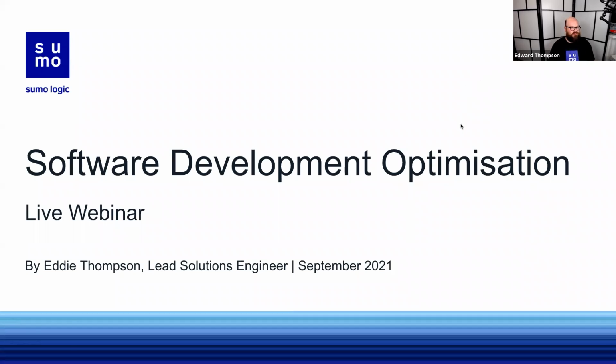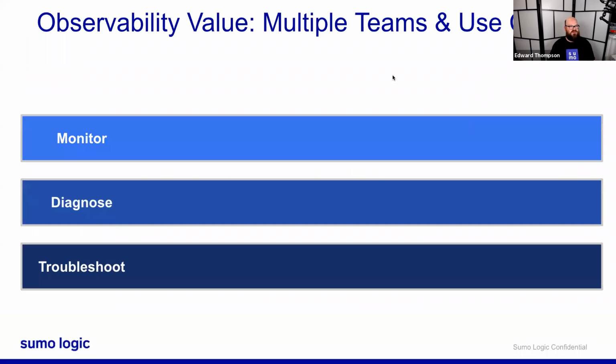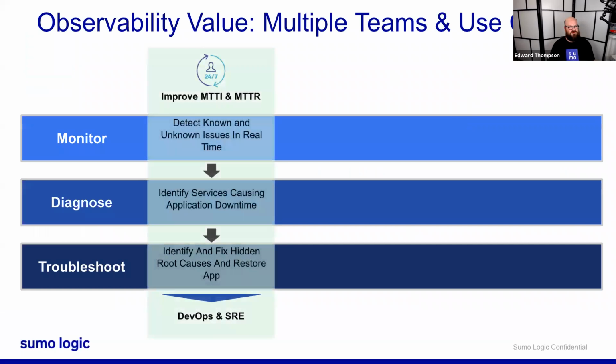For those of you who aren't overly familiar with Sumo, I'll just cover off some of the basics. One of the important things that we do here is allow you to have multiple teams and multiple use cases using the platform. So we like to say that we're a machine data analytics platform and we're democratizing access to machine data. You've got different teams with different use cases and things they're trying to achieve as far as their observability is concerned.